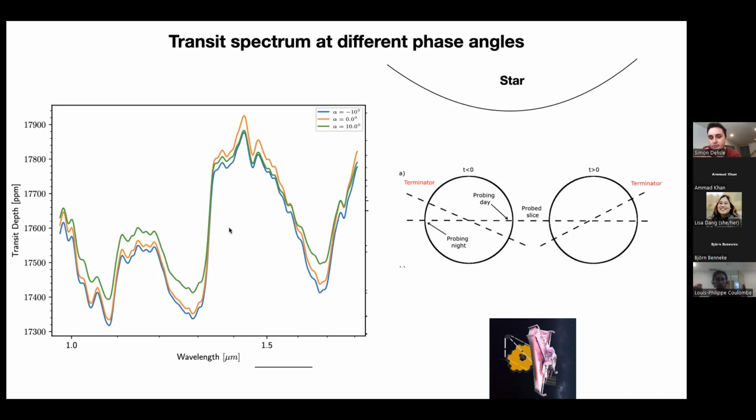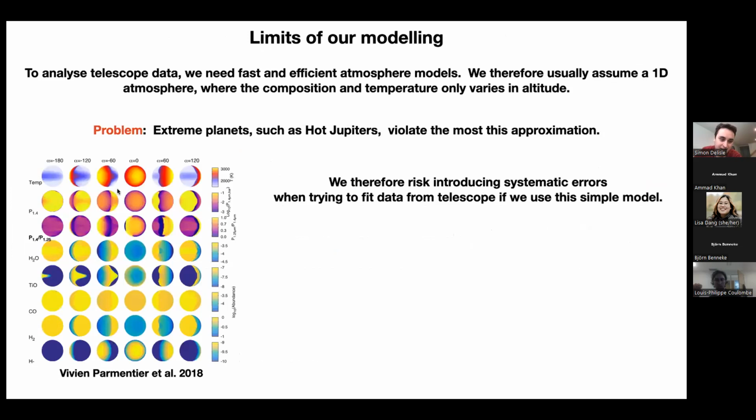But if you go to the water band, then sure, as you progress during transit, you see more and more of the east side that is hot. But the thing is, if you go back to the GCM, water would be here. Water is actually dissociated on the day side, because it's too hot.